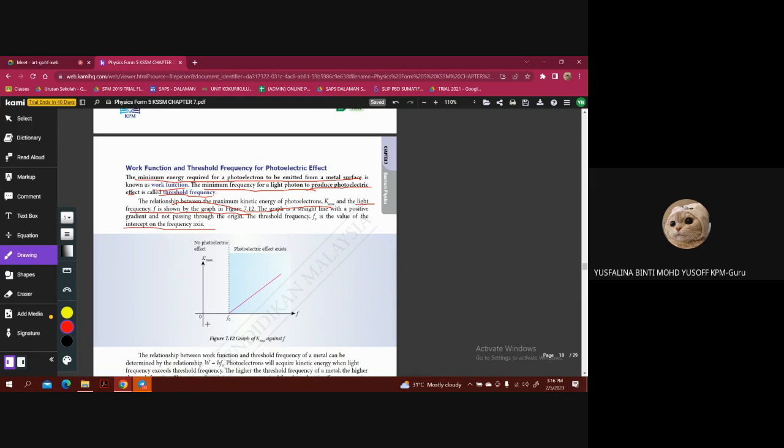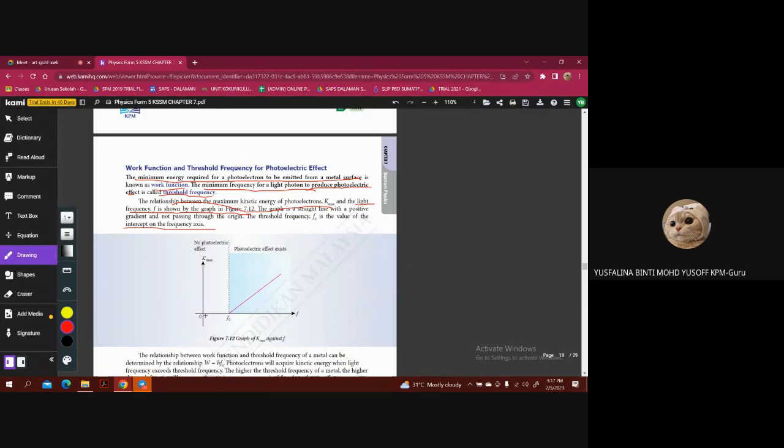So you already know, in order for the metal surface to emit electrons, the light will have to reach a certain frequency. If you cannot reach that certain frequency, then no electron will be emitted from the metal. Starting from zero, of course, with zero frequency, how can the electron come out of the metal? Because you don't apply any frequency, you don't give any energy to the metal.